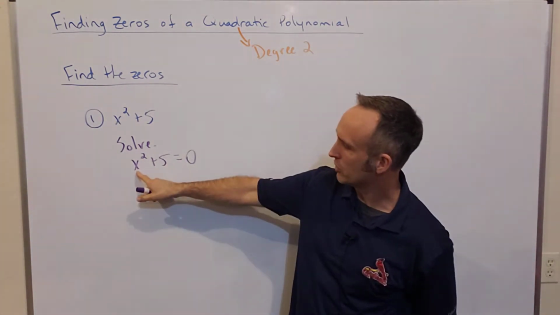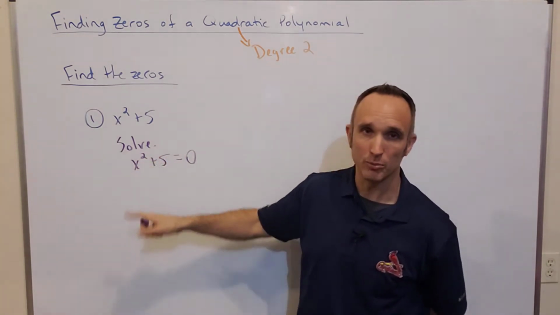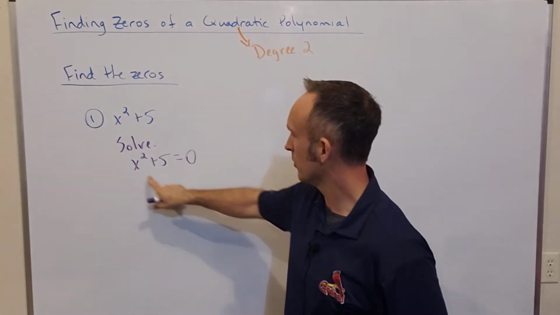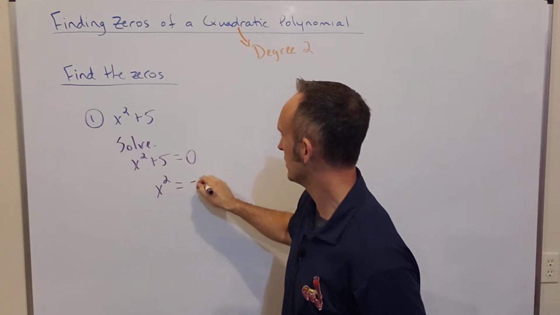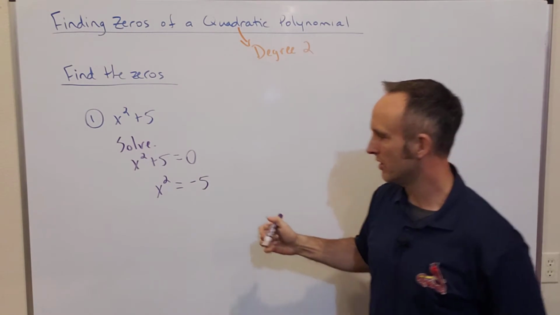You notice that this quadratic, this x squared polynomial, does not have an x term. That makes it pretty simple to solve. So in this case, all we're going to do is subtract 5. So x squared equals negative 5. And then we're going to take the square root of both sides.